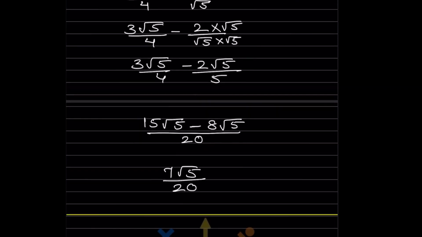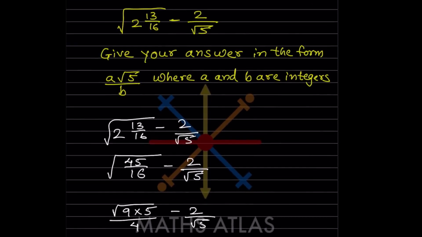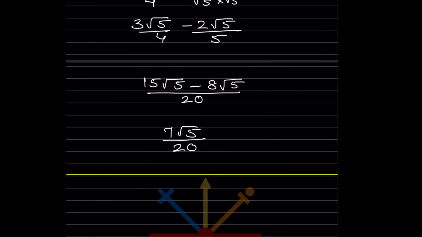So now both you can see this is root 5. So what we'll do, we're going to subtract this one. So 15 minus 8 is going to be 7 root 5. And the denominator is 20. So this is what you can see. Now can you see? They have asked to write here a root 5 by b. Is this and this the same in this form? Yes. 7 root 5 by 20. So this is the final answer.